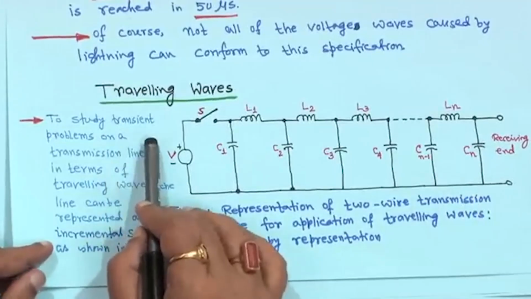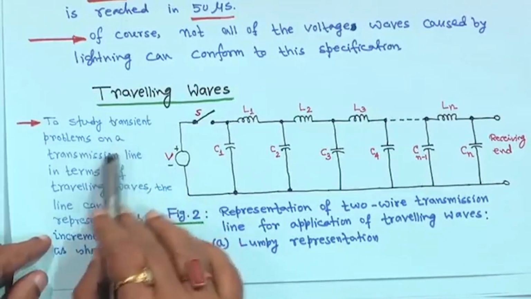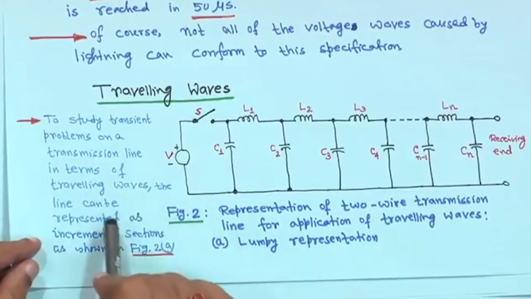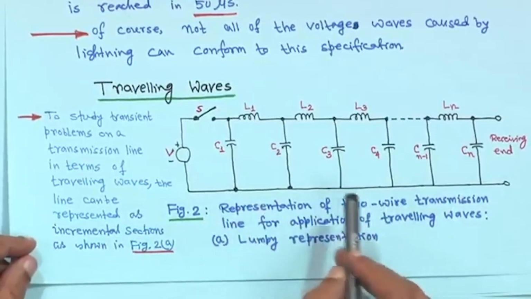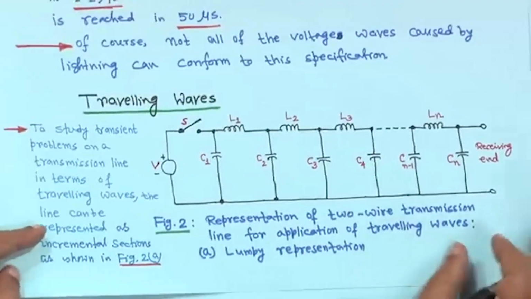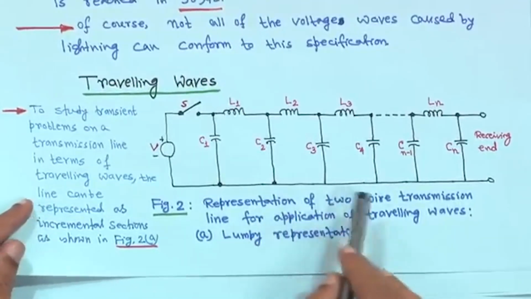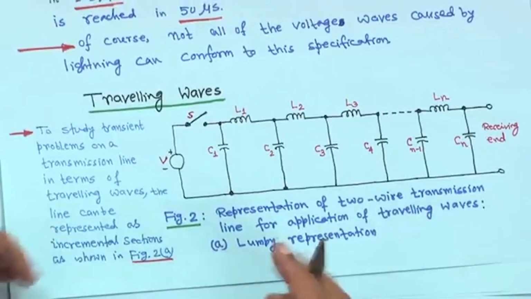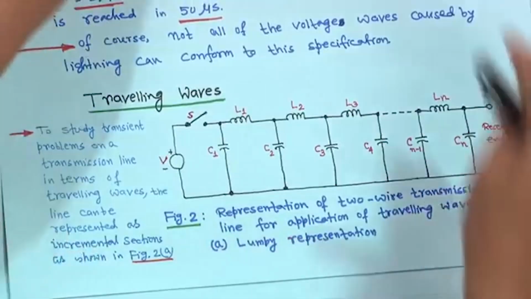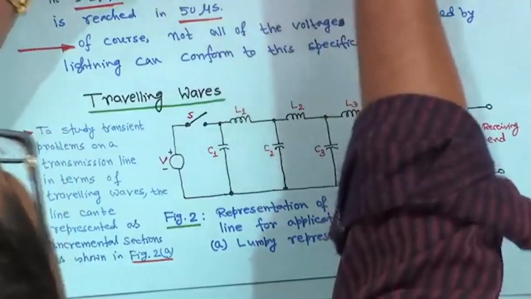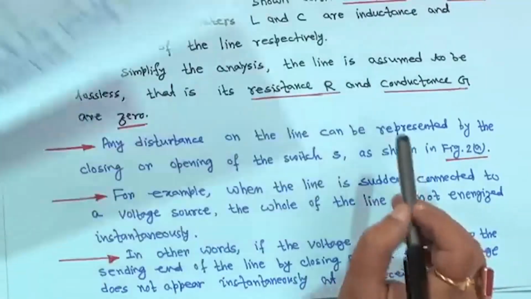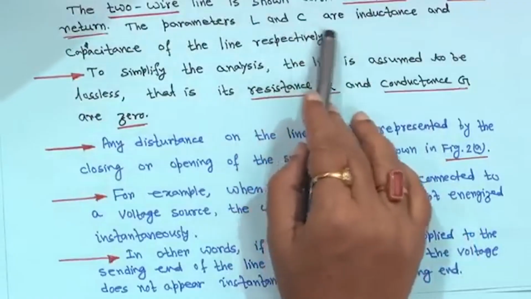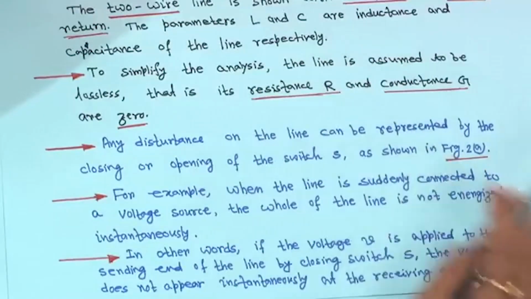Now I have given the description. To study transient problems on a transmission line in terms of travelling waves, the line can be represented as incremental sections. These are all incremental sections we have taken in figure 2a, right. It is a lumped representation; we are calling this figure 2, and this is A. B will come later, right. In this case the 2-wire line is shown with one phase and neutral return. The parameters L and C are the inductance and capacitance of the line respectively.